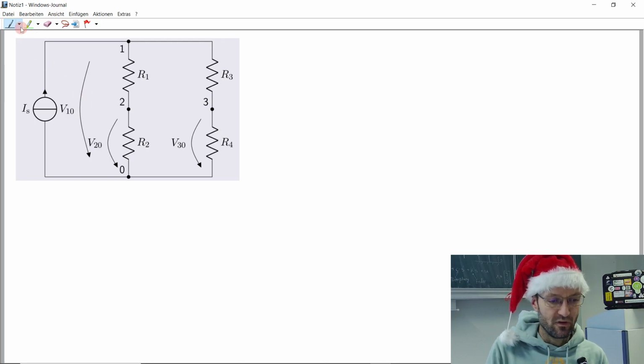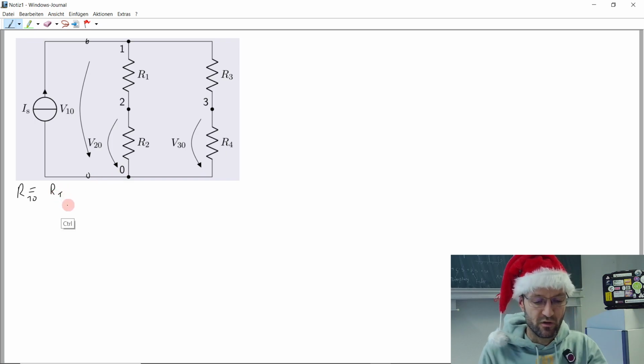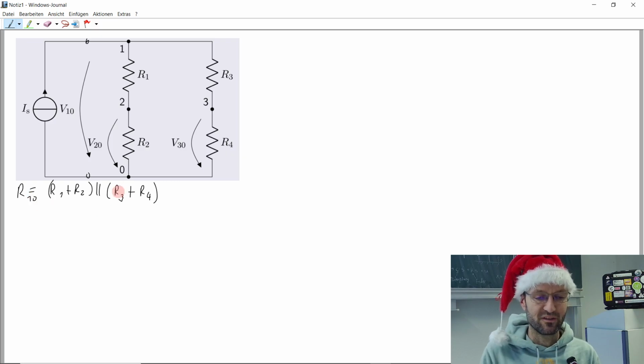Our final goal is to calculate the resistance at these ports, from node 1 to node 0, the total resistance of the circuit. As you said, it's R1 plus R2, a series connection of them, and then in parallel we have the series connection of R3 and R4. This is the final result that we want to get, and nodal analysis should also give us this result at the end.